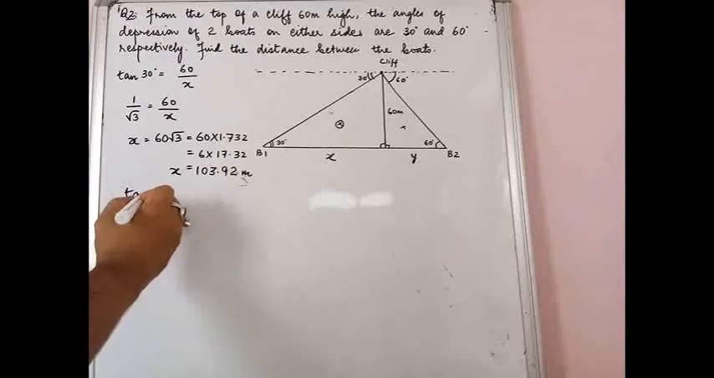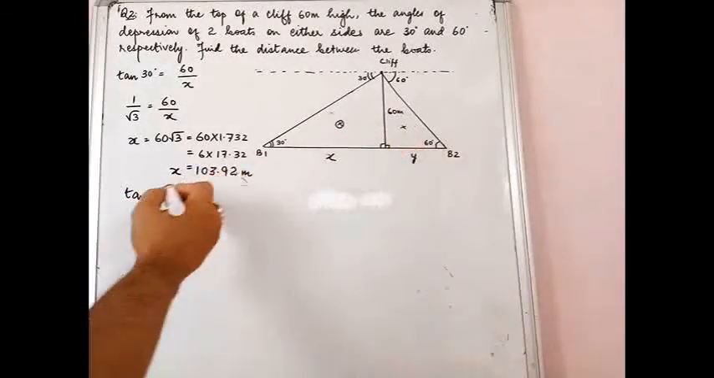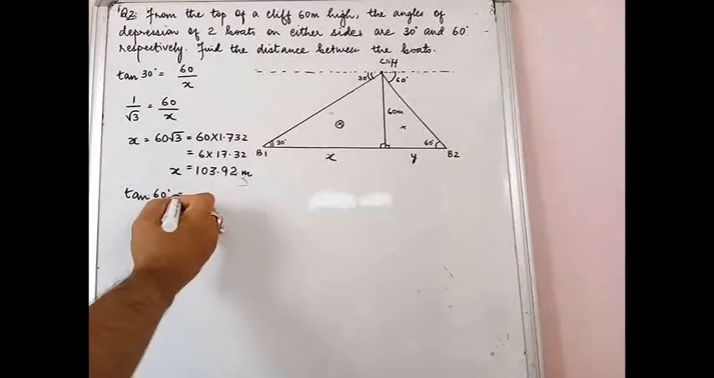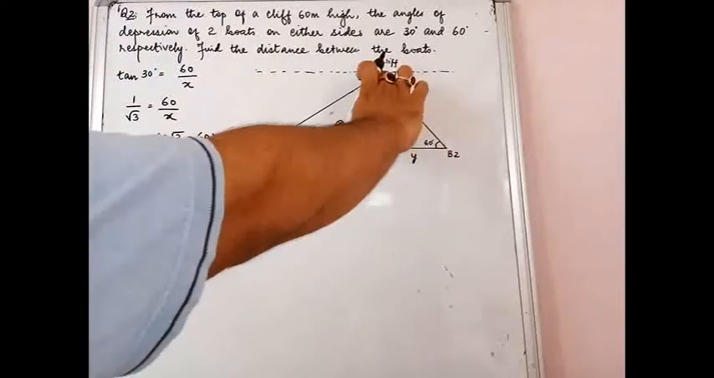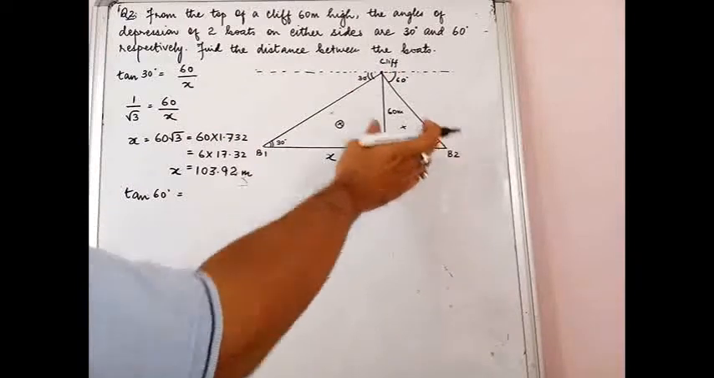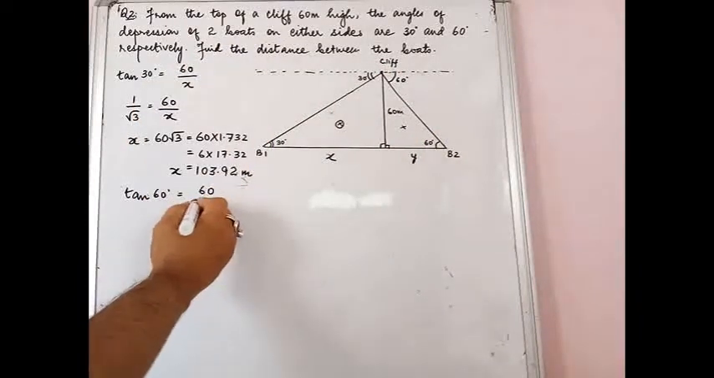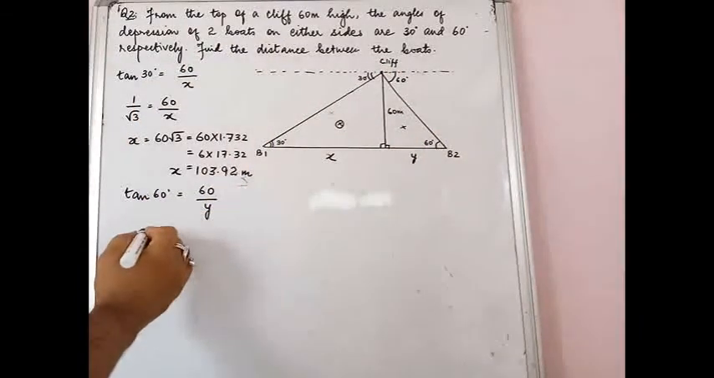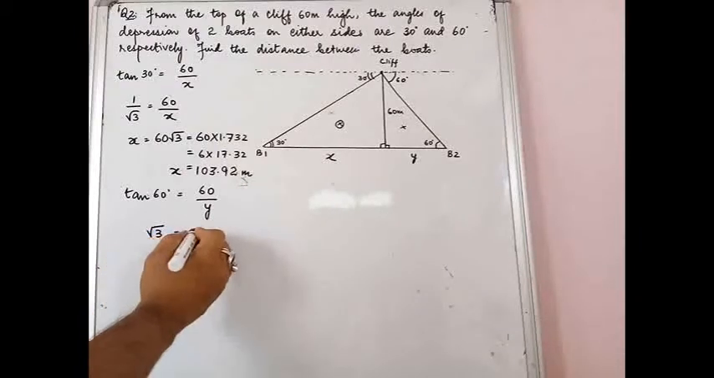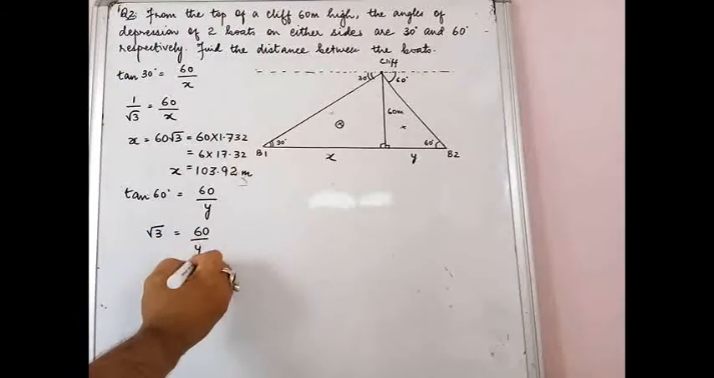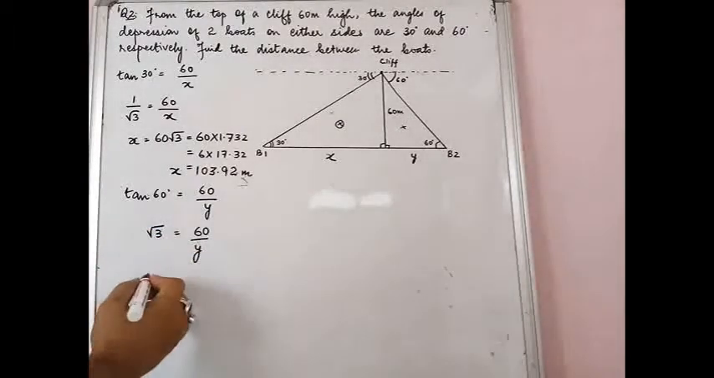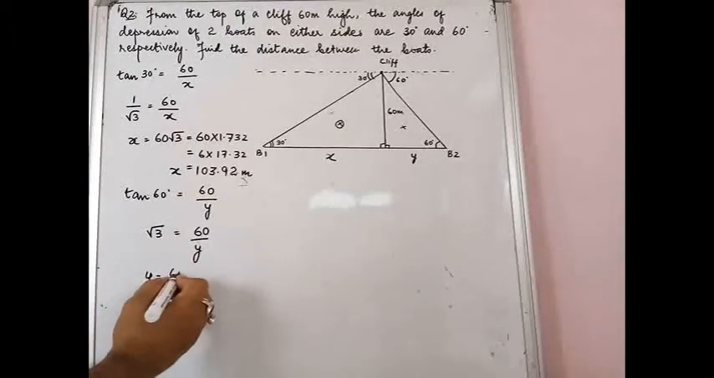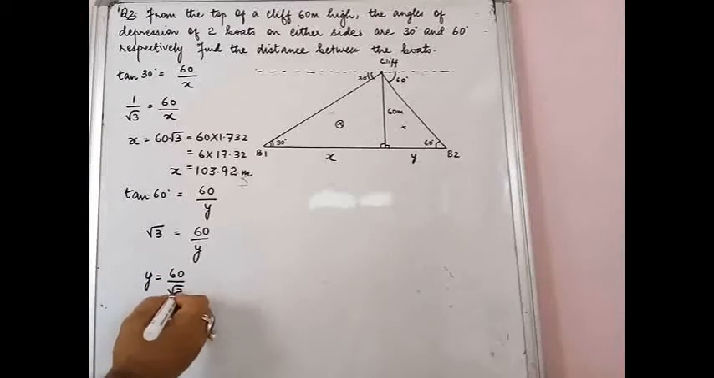So you see, obviously now I'll take this triangle. Tan of 60 degrees is going to be perpendicular upon base. So perpendicular obviously is 60 again, but the base is y. So 60 upon y. What is tan 60? Tan 60 is root 3. So this becomes 60 upon y equals root 3. Y goes this side, root 3 comes down. So you will have y is equal to 60 upon root 3.